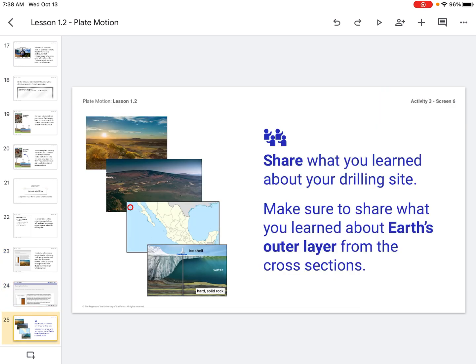All right, so together as a class, each group shared what they learned. And basically, we learned that Earth's outer layer is made of what? Hard, solid rock. In fact, no matter where the drilling site was, once it got down underneath the surface of the Earth, so whatever is sitting on top of the Earth, like water sits on top, right? It doesn't go all the way down to the core. And ice sits on top. And even the sand and the sediment in the ocean, that's on top. Once you go down below that, you get hard, solid rock.